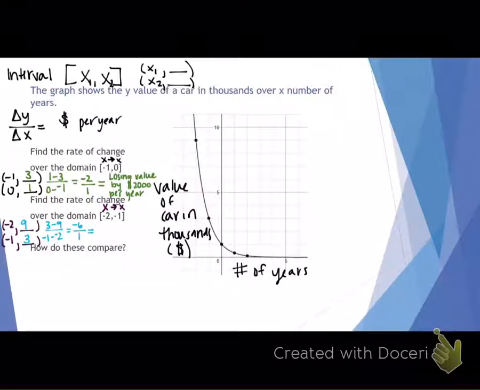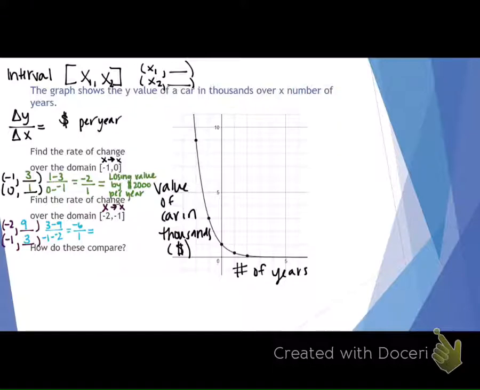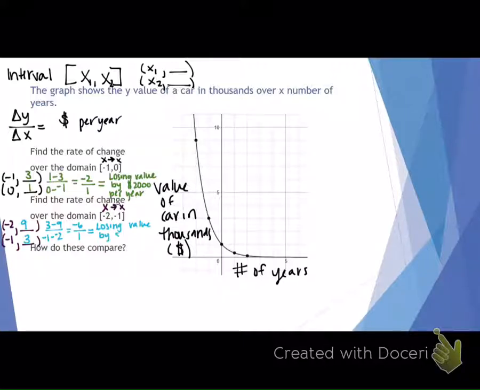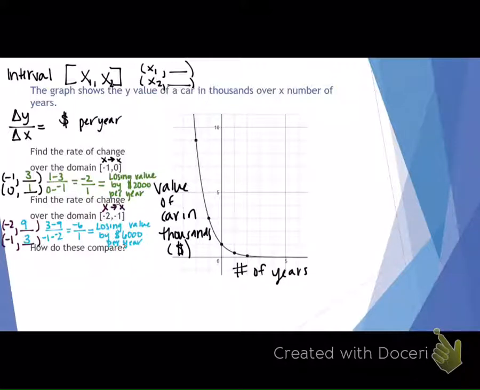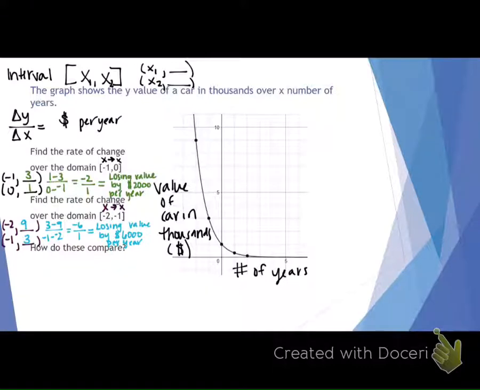So what does that mean in context, Jana? Losing value by $6,000 per year. Okay, so we have to read the graph from left to right when we do this. Do you see that 6,000 goes to 2,000 if you're going left to right, because negative 2 is farther to the left?